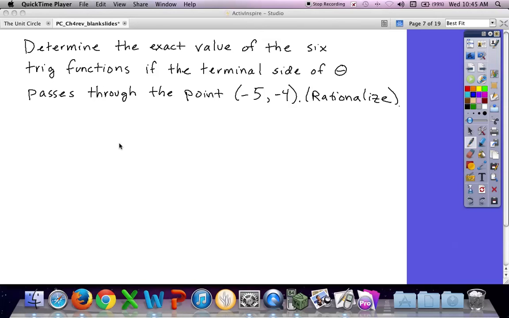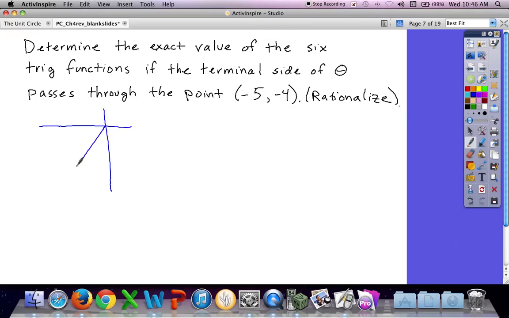Okay, determine the exact value of the 6 trig functions if the terminal side of theta passes through the point (-5, -4). Rationalize. Okay, which quadrant are we going to be in if it's (-5, -4)? Should be third quadrant, right? Both x and y are negative.